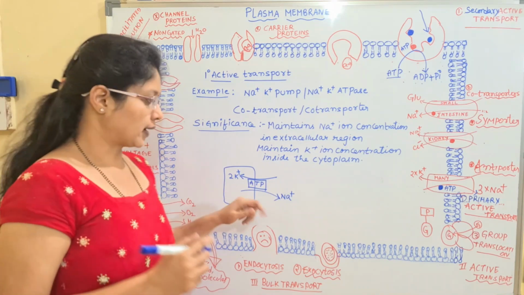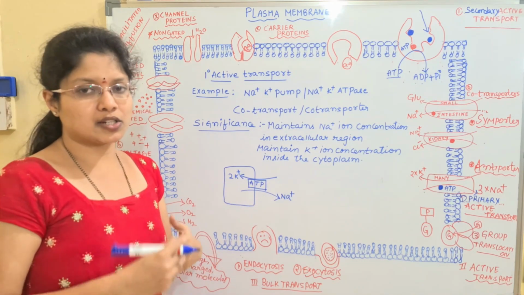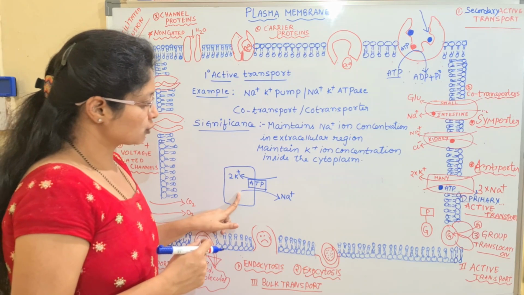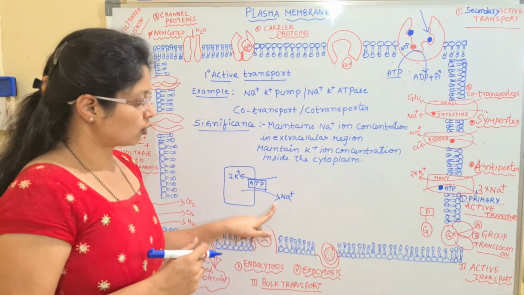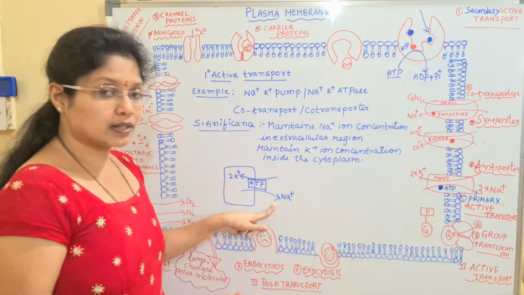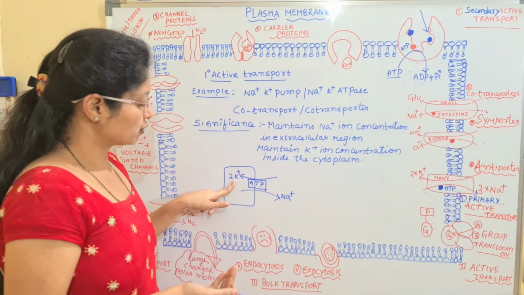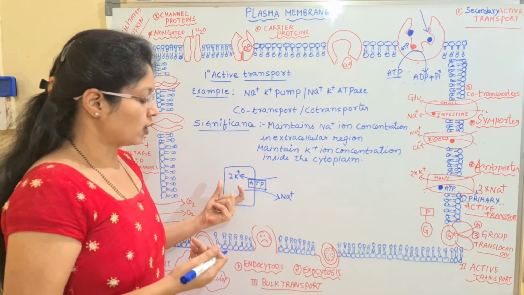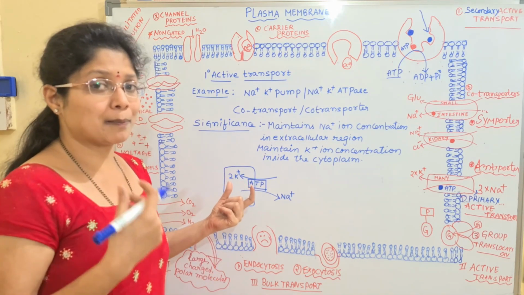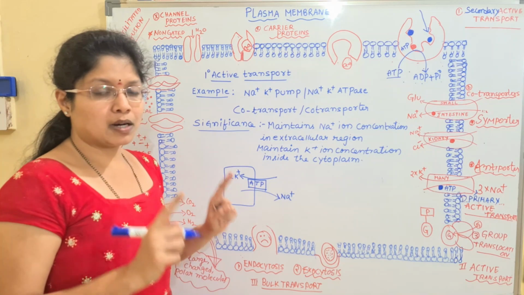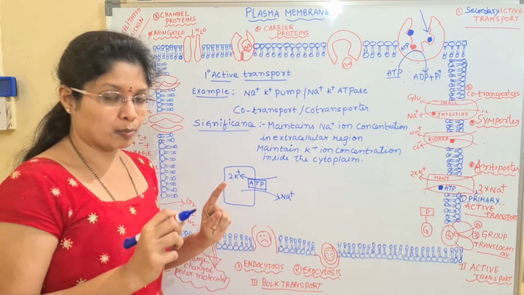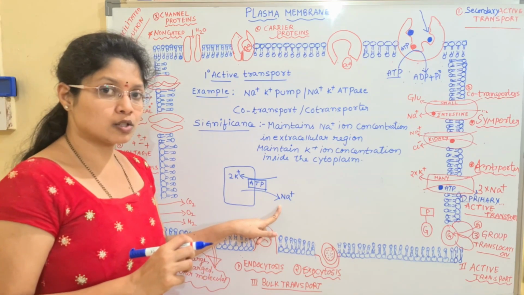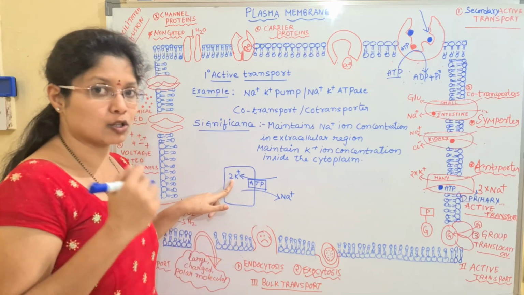And the second important point is how many sodium ions are exchanged with the potassium ions. In this case, if you observe, the sodium ions are exported out of the cell, and the potassium ions are imported into the cell. But every time, how many potassium ions are taken in? Every time the sodium potassium pump operates, it is associated with 3 sodium ions on one side and 2 potassium ions on the other side.